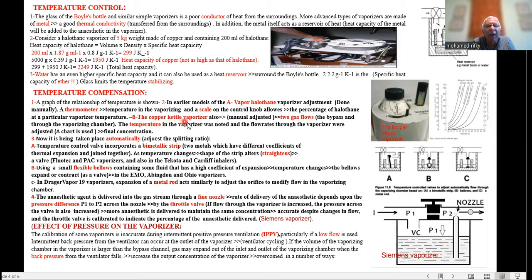The copper kettle, as we said before, is made of two flow meters, one going directly as a fresh gas flow, and the other entering directly into the vaporizer, where I note the temperature. From the temperature, I can adjust the flow meter to give me the concentration required. Of course, all these are now done manually by what we call the three system of calibration.